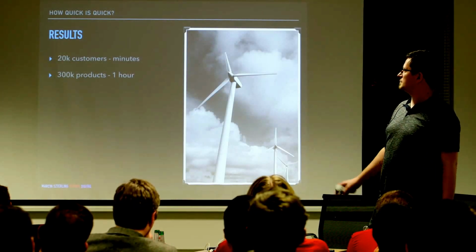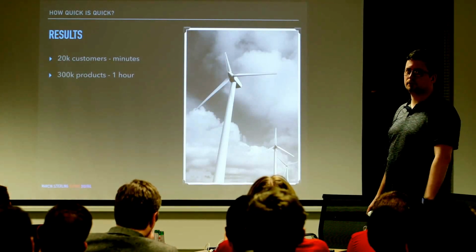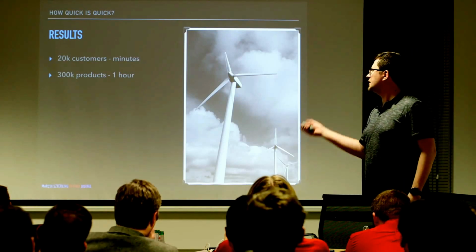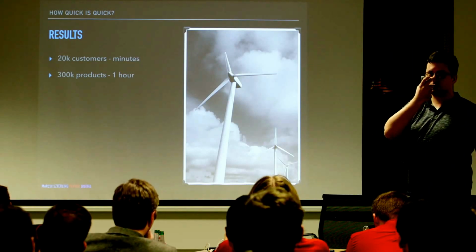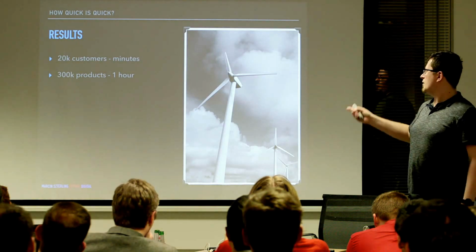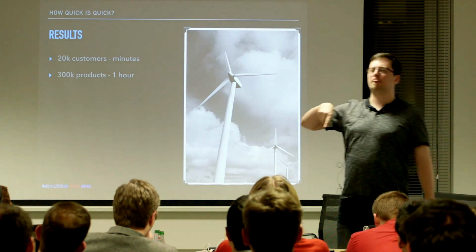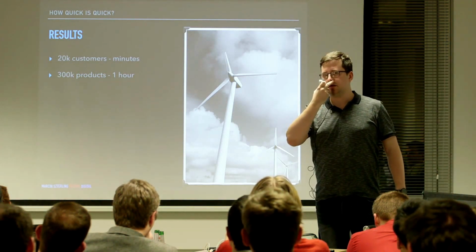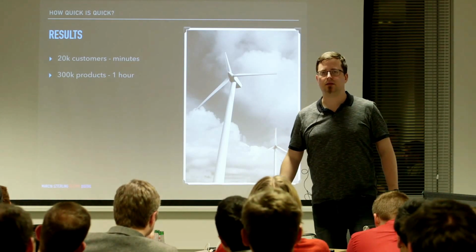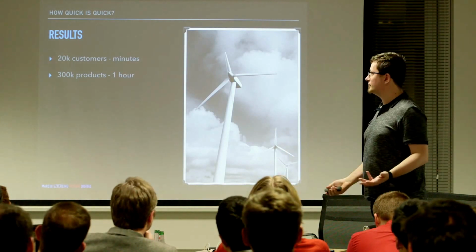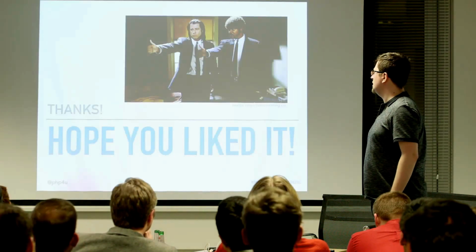Okay, the results. 20K customers. That was within minutes. It was absolutely blazing fast. 300,000 products in 1 hour. I think it's a really, really good result. When I was calculating the same with the Uber team, it was 10 times slower. So it would take like 28 hours or something like that. So in terms of speed, it's great.